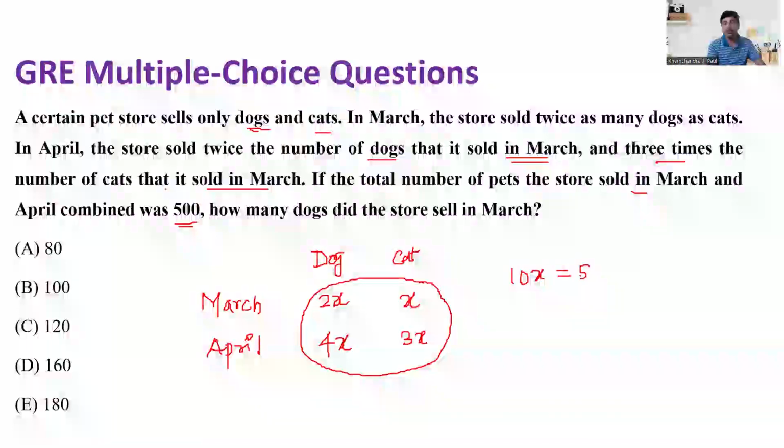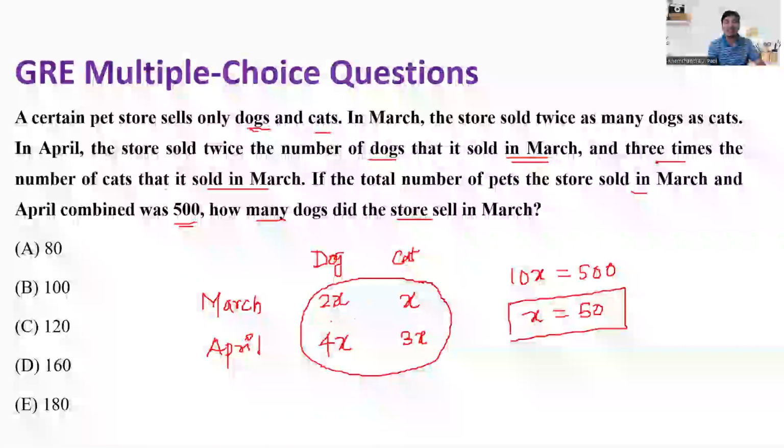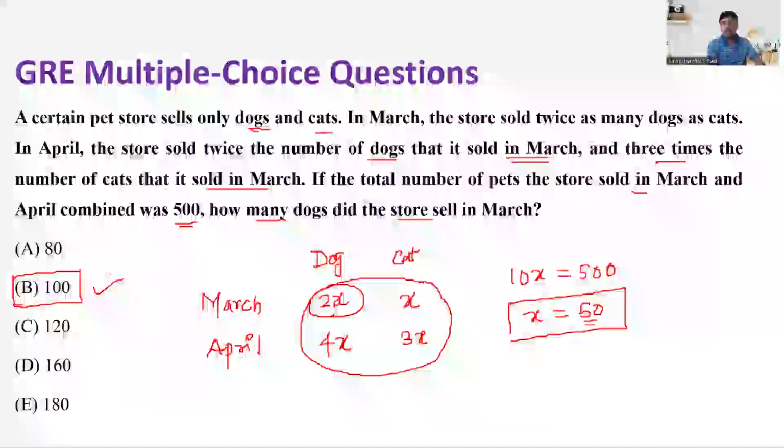10x is equal to 500. From this you will get x is equal to 50. So from this your answer will come, my dear friends. What they are asking: how many dogs did the store sell in March? In March, the store sold 2x dogs, and the value of x is 50. So 2x will be 100. So your answer is option number B.